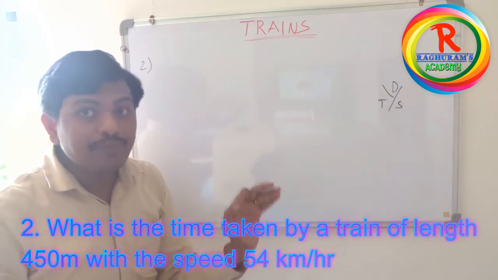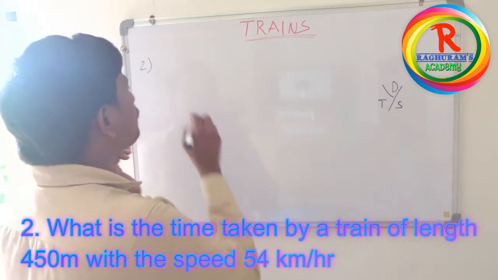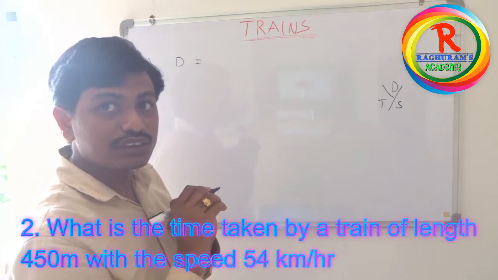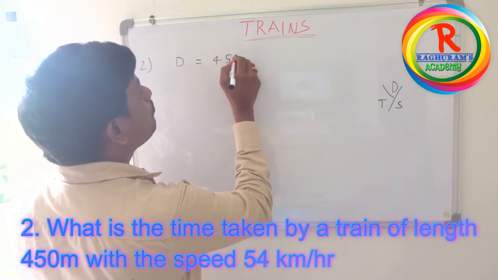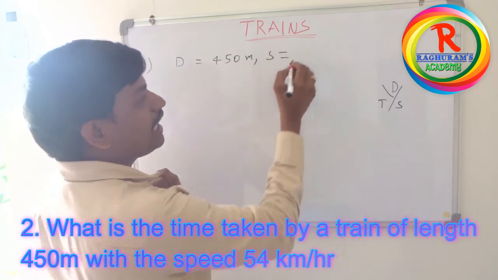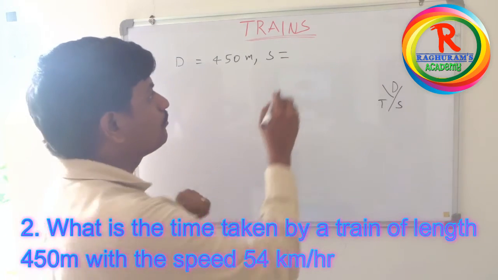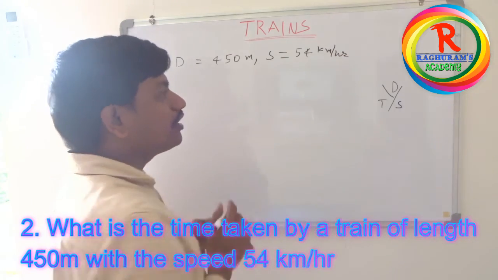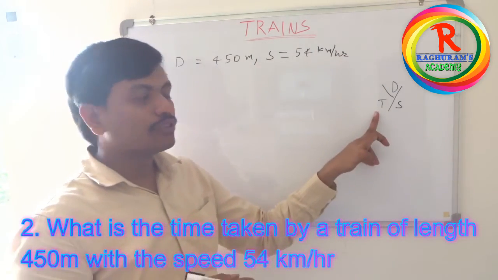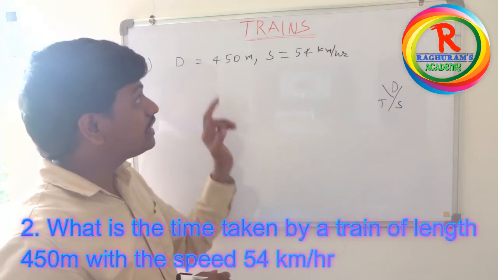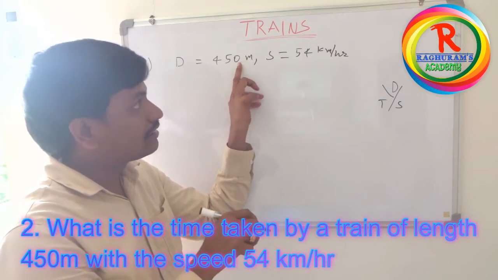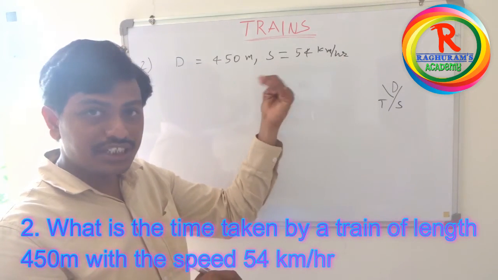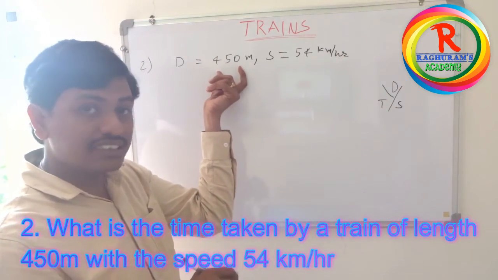So what is the time taken by the train of length 450 meters? Here in this case, what is the distance? Nothing but length of the train. What's the length of the train? 450 meters. And the speed is given as 54 kilometers per hour. Now we need to find time. We don't find time directly because see here, the distance is in meters but the speed is in kilometer per hour. So we have to reduce it to meters per second because the distance is in meters.